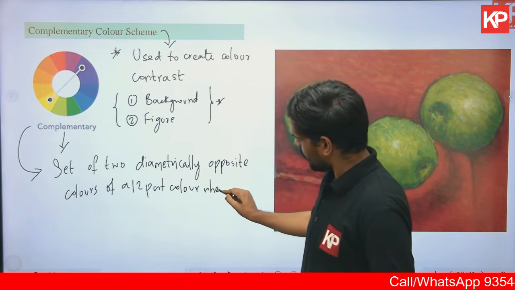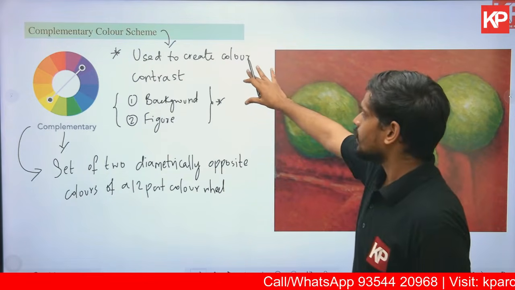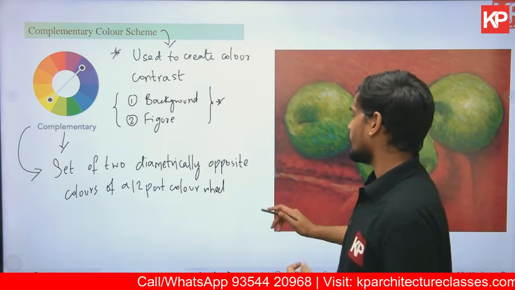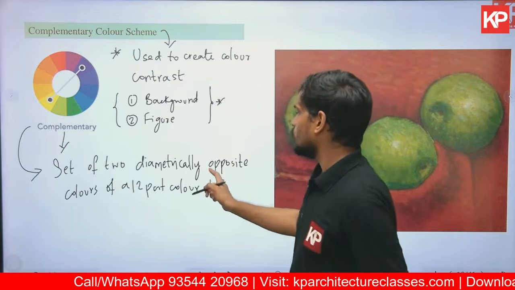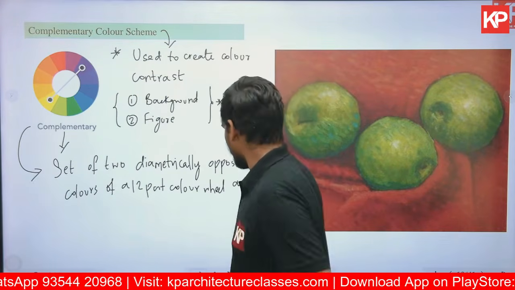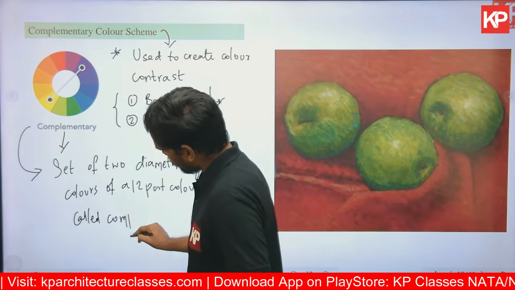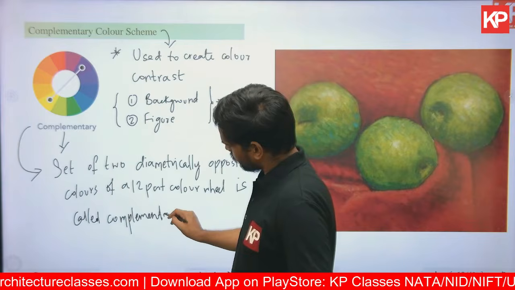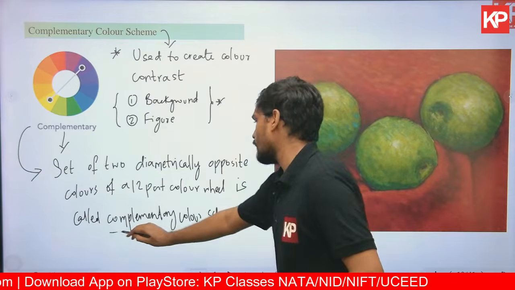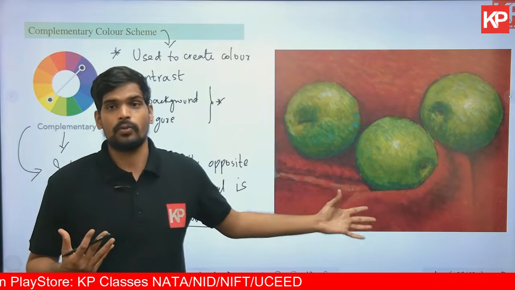We already studied the 12-part color wheel. Using that, let us create the composition. So first one, complementary colors, is a contrasting color set which is used to create the background and the foreground, and also it is a set of two diametrically opposite colors of a 12-part color wheel. This set is called the complementary color scheme. Why do we call them complementary color scheme? Because they complement each other. Red background is complementing the green fruits, so it is clearly visible.